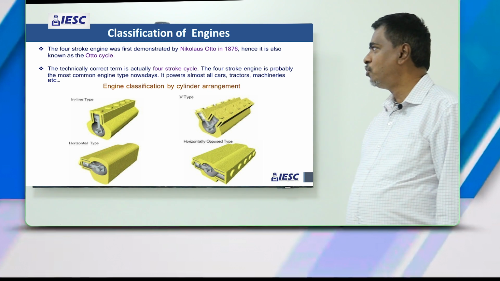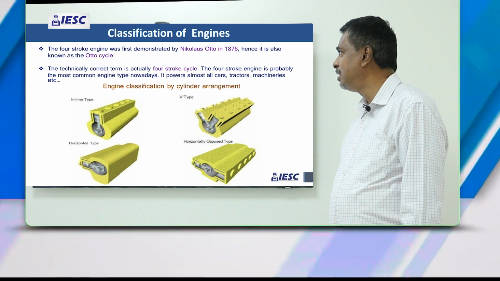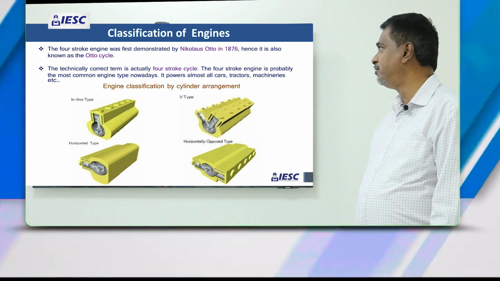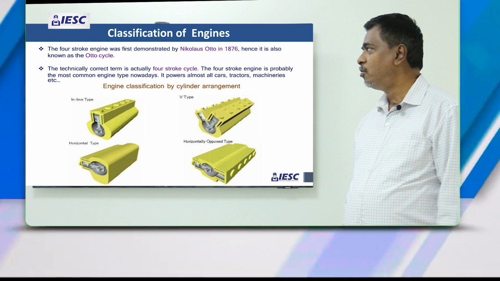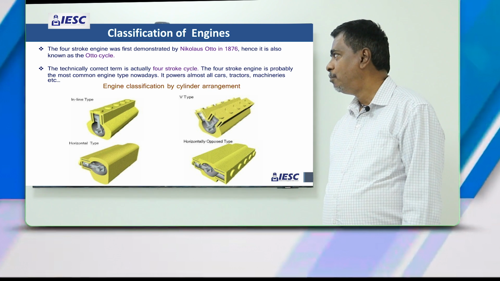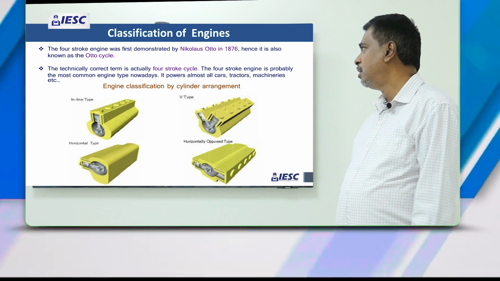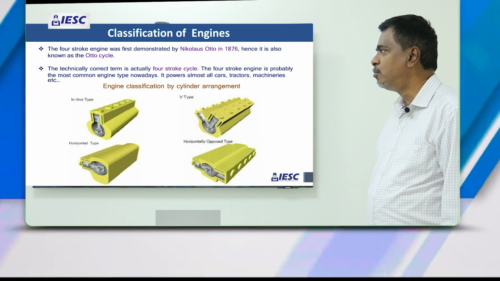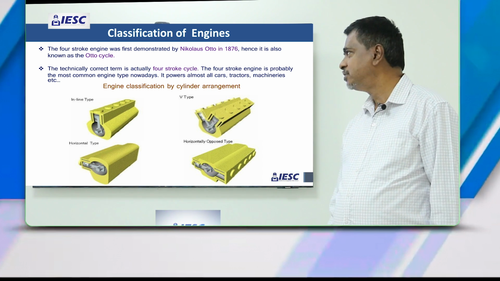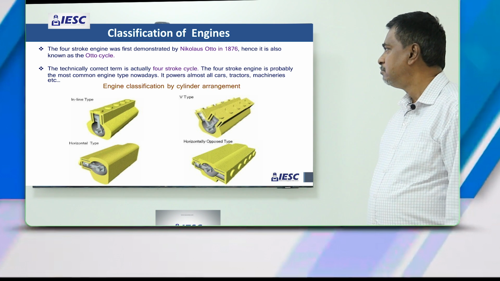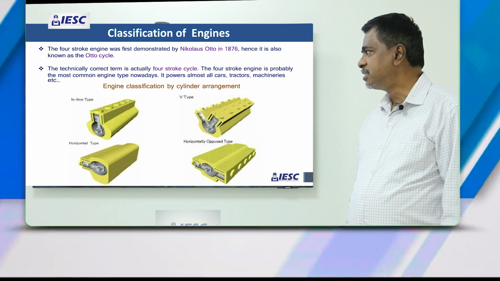The 4-stroke engine was first demonstrated by Nicholas Otto in 1876. Hence it is known as the Otto cycle. But the technically correct term is actually 4-stroke cycle. The 4-stroke engine is probably the most common engine type nowadays. It powers all the cars, tractors, machineries, etc.